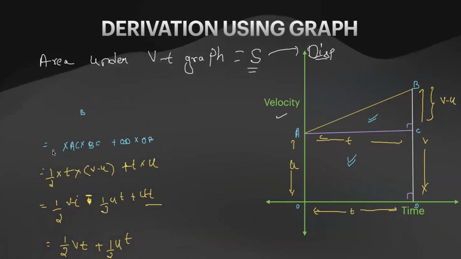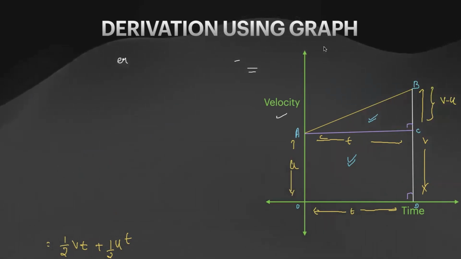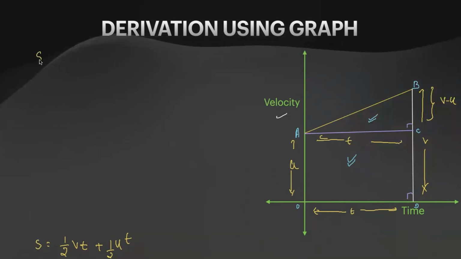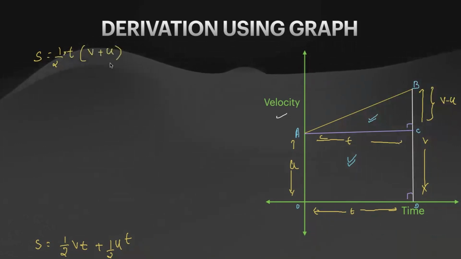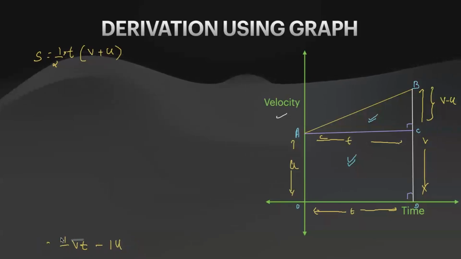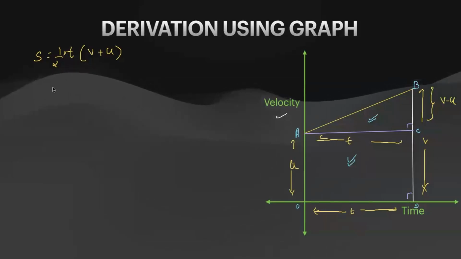I will erase this part. So this area is nothing but S. So S is equal to half, and I can take t out common, into v plus u. Correct. I'll erase this also. Clear?